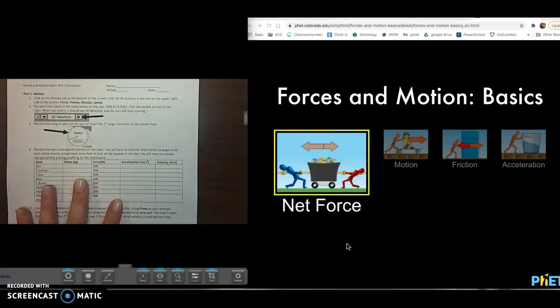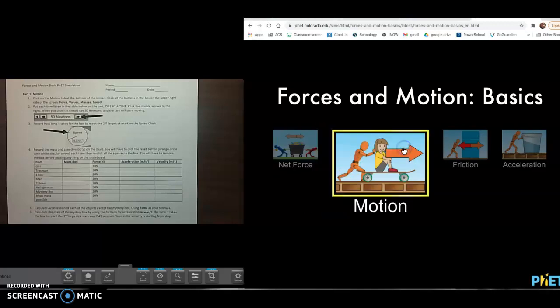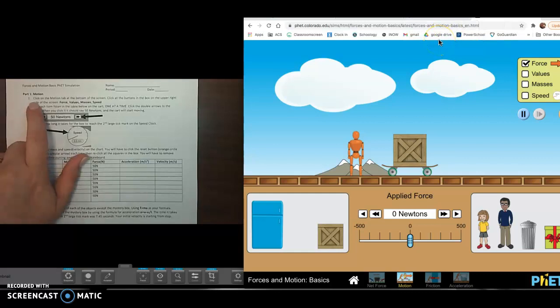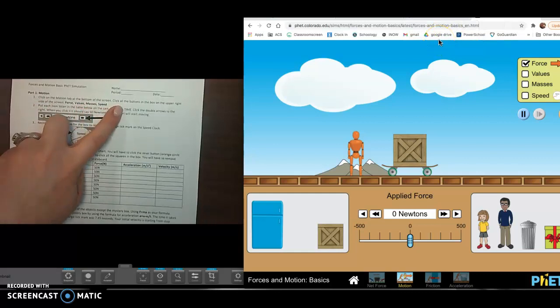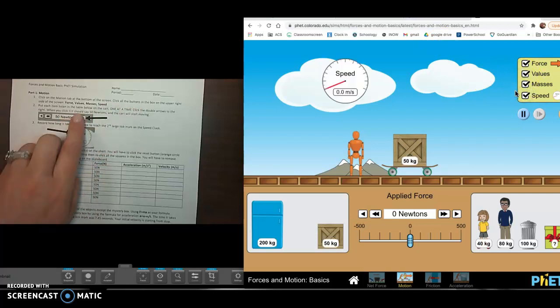Okay, we're going to be doing the PhET Forces in Motion. We're going to be doing part 1 of motion. So we've already done the net force, so click on the motion one. Now, in the beginning of your book, it says to click on the motion tab at the bottom of the screen, click all the buttons in the box in the upper corner. So we're going to click all the buttons.